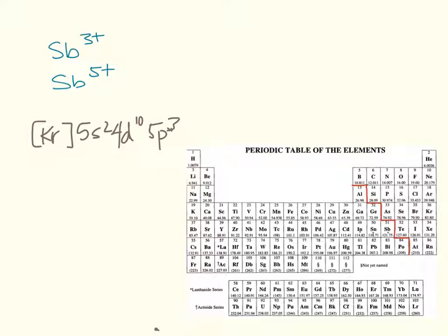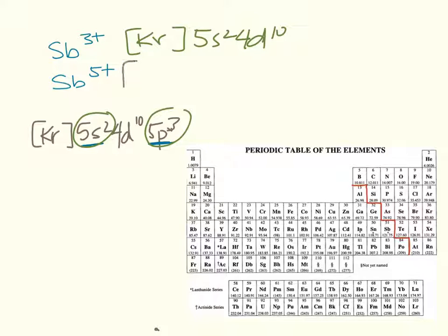All right, so if it loses 3 electrons, it has to lose it from its outermost shell. Well, this right here is its outermost shell, and so it's going to lose it from the p before it loses from the s. And so the electron configuration for antimony 3+ is going to be krypton 5s2, 4d10. And then if it loses 2 more electrons, so it has to lose all 5 of these electrons right here, it'll just be krypton 4d10.